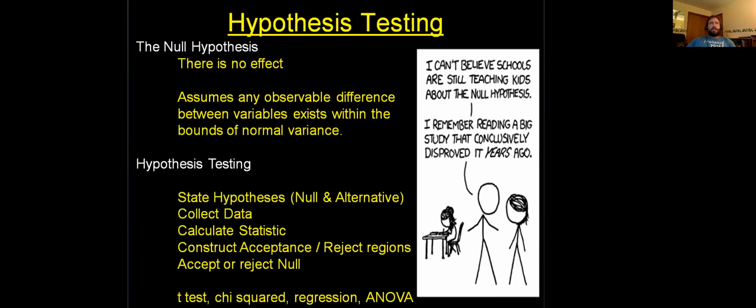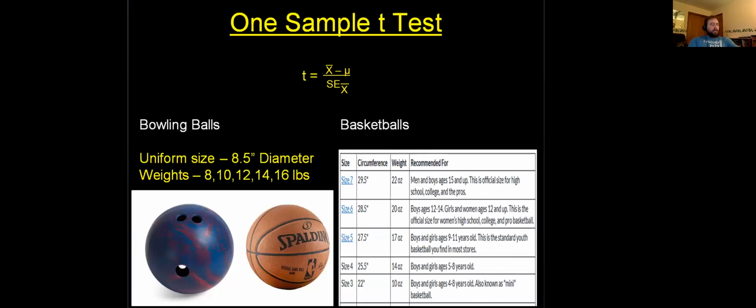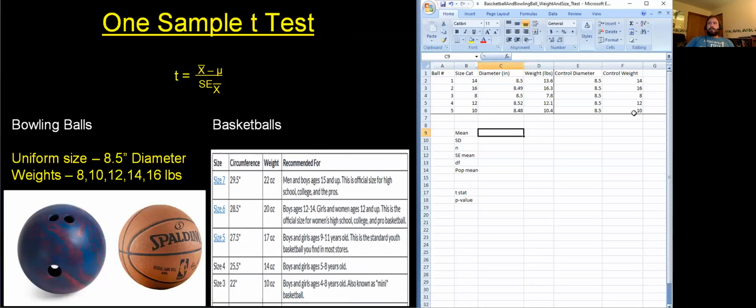So let's take just a quick look using a one sample t-test and returning to our bowling balls and basketballs that we ordered up now several weeks ago. What's nice about this is we have a sample of these things that we hypothetically ordered up, and we have some weights and counts and measures. So let's bring those up here.